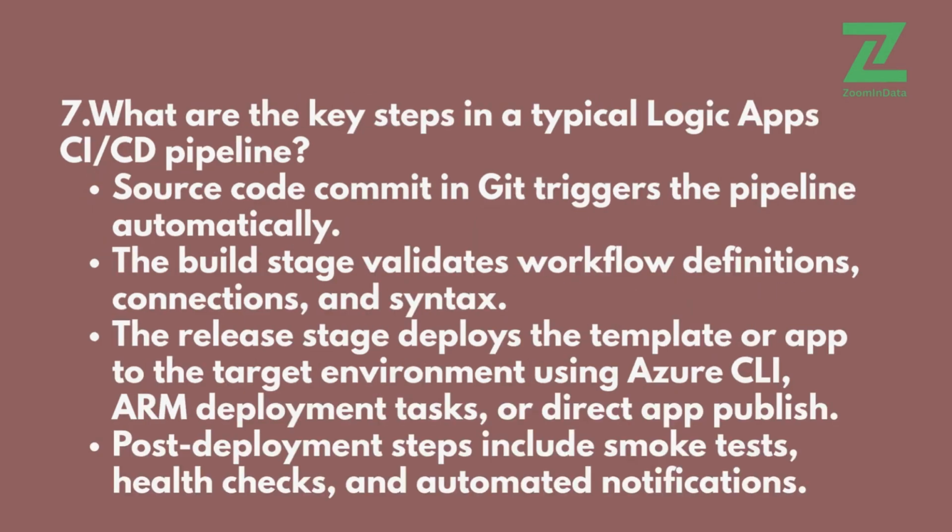What are the key steps in a typical Logic Apps CI/CD pipeline? Source code commit in Git triggers the pipeline automatically. The build stage validates workflow definitions, connections, and syntax. The release stage deploys the template or app to the target environment using Azure CLI, ARM deployment tasks, or direct app publish. Post-deployment steps include smoke tests, health checks, and automated notifications.